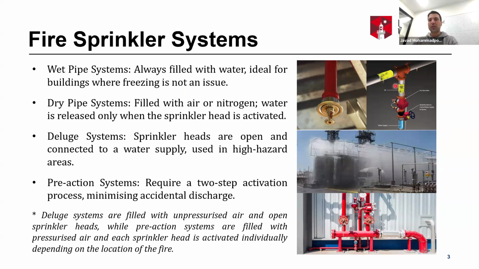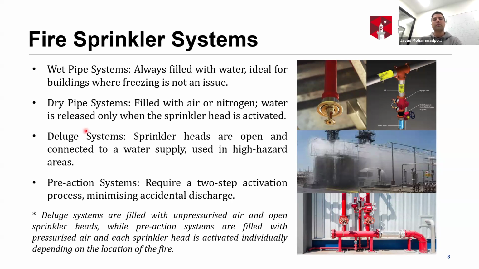So the figure shows that the pipes connected to the sprinkler are filled with air or nitrogen, and we have the water here. When the sprinkler head is activated, it means that we can have water inside the sprinkler pipes. The other system is the deluge system.